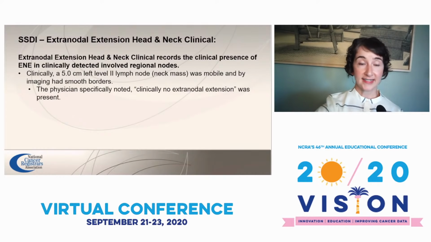Our next SSDI is extranodal extension head and neck clinical, which records the clinical presence of ENE in clinically detected involved nodes. So clinically, a 5 centimeter left level 2 lymph node neck mass was identified. It was mobile and had smooth borders by imaging. The physician specifically noted that clinically no extranodal extension was present.